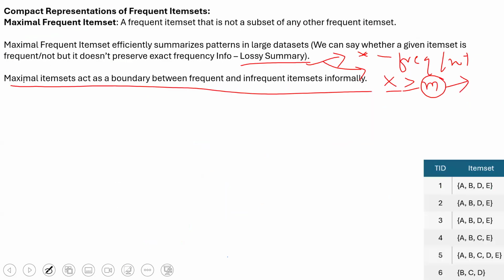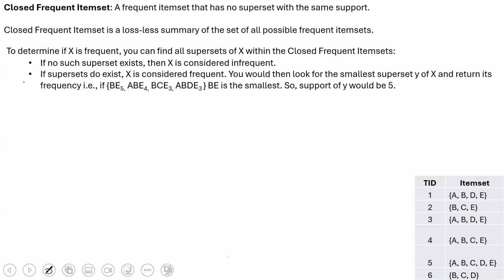Now go back to this slide. Closed item sets. To determine whether X is frequent, you have to find all the supersets of X within the closed frequent item sets, to find out the frequency of X.